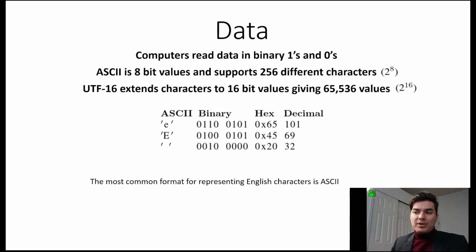Data. Computers read data in binary, 1s and 0s. ASCII uses 8-bit values and supports 256 different characters, and Unicode extends those characters to a 16-bit value, giving 65,536 values. Here's an example of what they look like. Typically, ASCII is used to represent the English language.